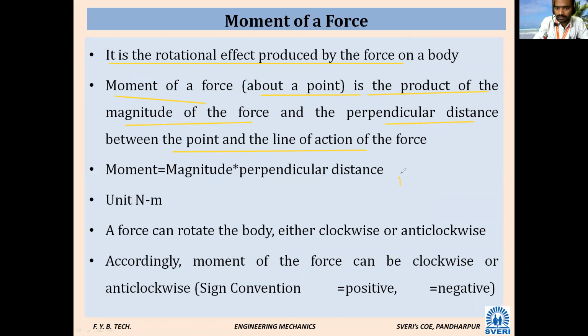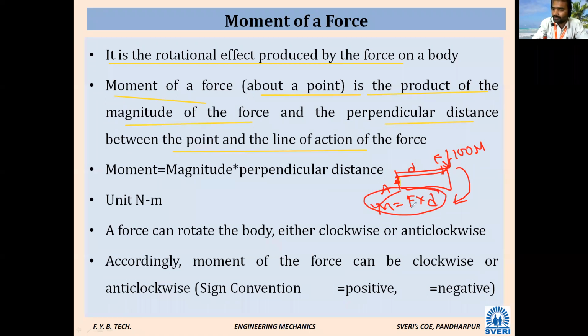See, this is the body. I will apply a force of 100 Newton. About this point, which I will call A, when you apply the force, A is fixed and the body moves like this, correct? So the moment is equal to the force into the distance from the point to the line of action of the force. I will take the distance as D. The product of force into distance is called moment. Moment produces the rotational effect of the force on the body.